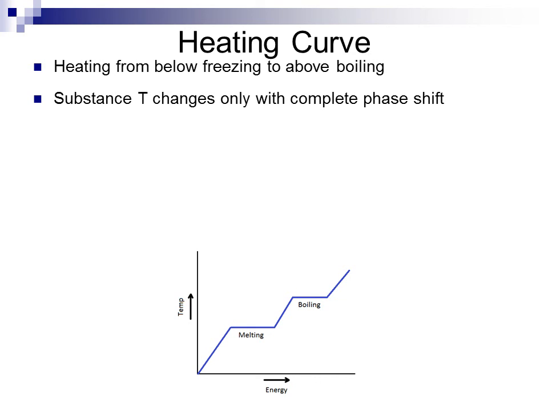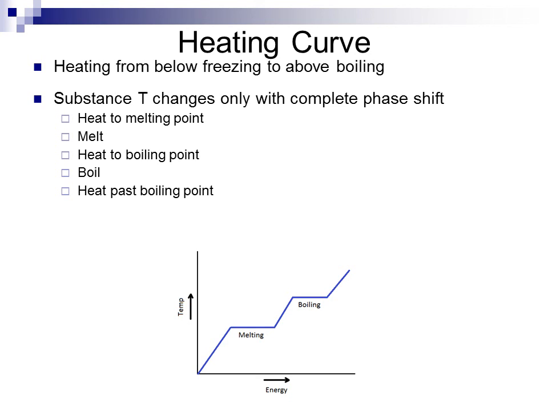I have the same plateau again when I reach the boiling point. I have to completely convert from a liquid to a gas in order to then continue increasing temperature. So the first step is to heat to the melting point, after which the process has to go through melting. Once it's all melted, it can continue heating to the boiling point, and then it has to go through the process of boiling. Once it has all boiled off, the vapor can then be heated past the boiling point. Heating curves will then account for both the heat of vaporization and the heat of fusion.